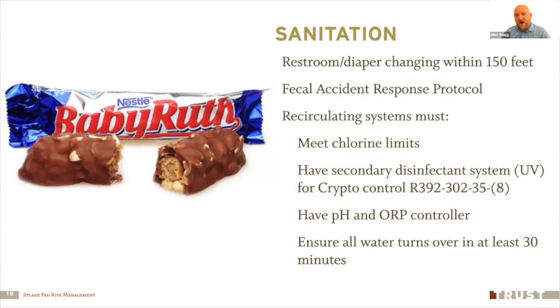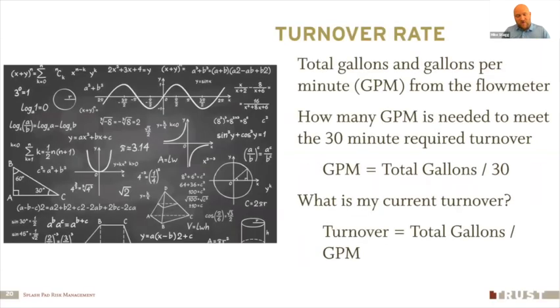And we have to ensure that all water turns over in at least 30 minutes. So we have to make sure that all of the water that is flowing through our system is seen by chemical and is treated by chemical and through our filters in at least 30 minutes. Okay. So how do we know if that's happening though? How do we know if we're getting that correct turnover rate?